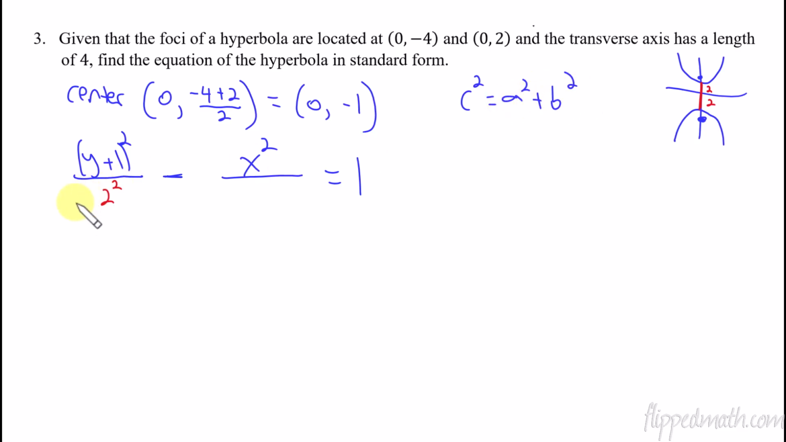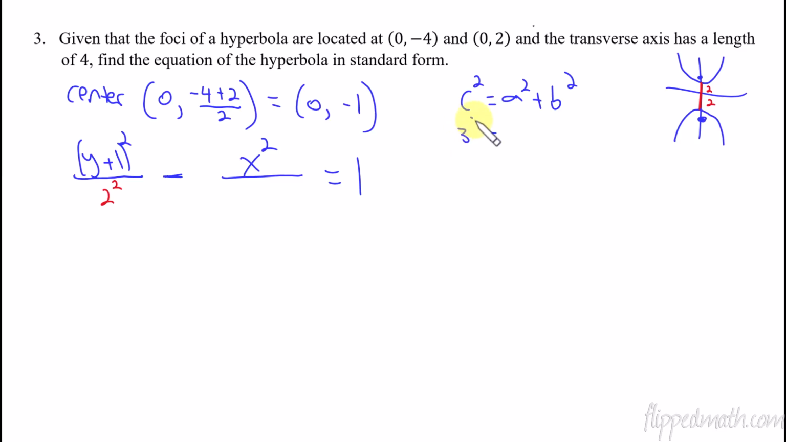So I have found either the a or the b here. Again, I don't care if it's a or b, but I know one of them. I don't know the other one. I need to know what this one is. So let's say if I know c, do I know c? Oh yeah, I didn't write it out here. So what is c? The c value is going to be the center to a focus. So that distance is 3 to both of them.